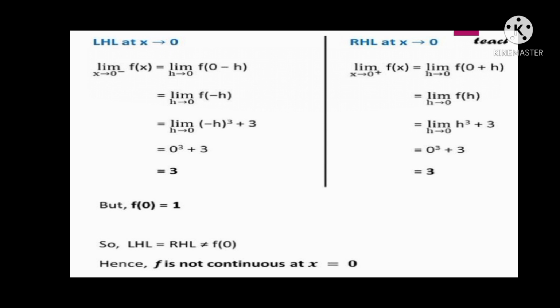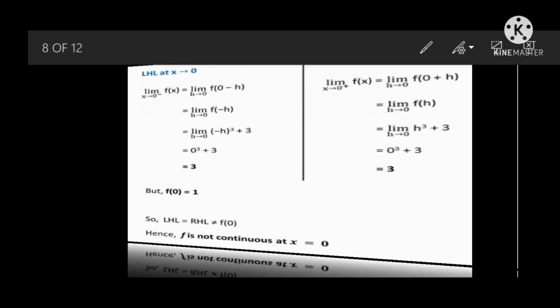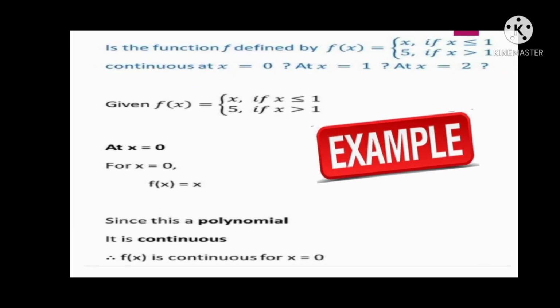In this h place we substitute 0, giving 0 cube plus 3. Again the output is 3, but f of 0 is equal to 1. So LHL is equal to RHL, but it is not equal to f of 0. Hence f is not continuous at x is equal to 0. Then let us go for the next example.